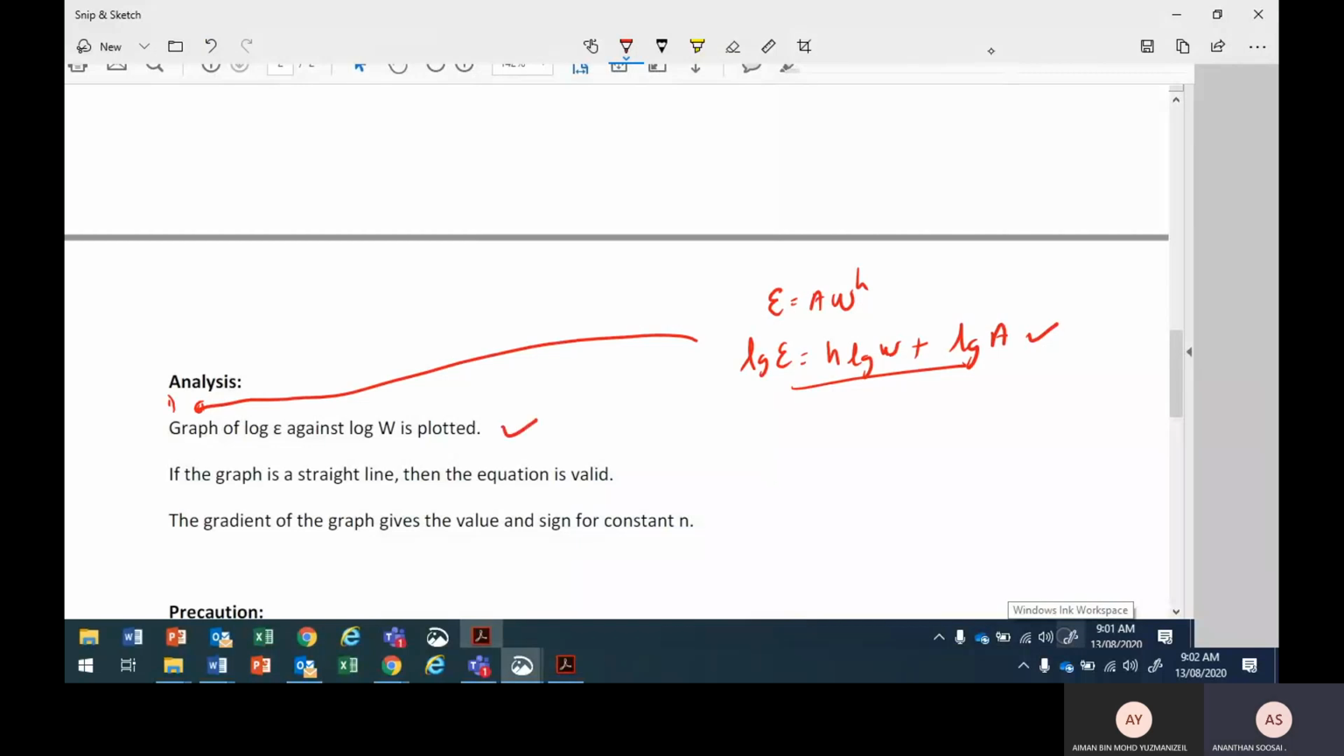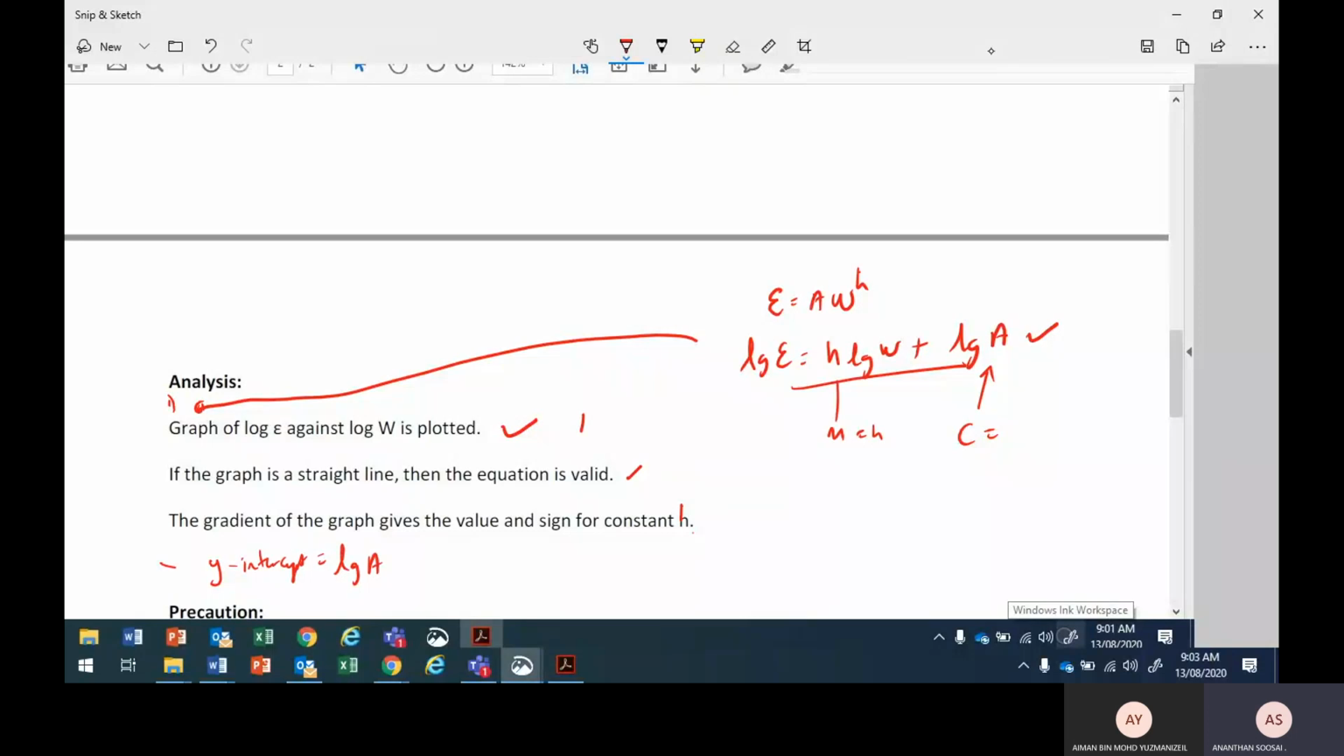So plot log E versus log W, where the gradient is your H. Your gradient is your H, and your y-intercept, is your gradient H or n? n, right? Sorry, yeah, H. So the gradient will be H. The graph is a straight line, 1 mark, and the equation is valid. The gradient of the graph gives the value of H, and please include the intercept. And the y-intercept is equal to log A.